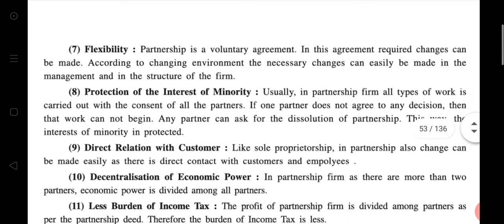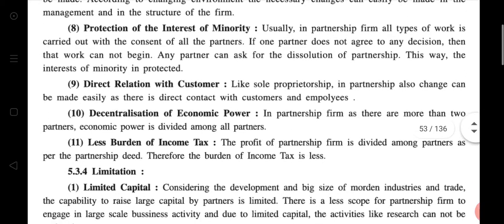Then flexibility. Partnership is a voluntary agreement. In this agreement, required changes can be made. So according to the changing environment, necessary changes can easily be made in the management and in the structure of the firm. It is very easy.